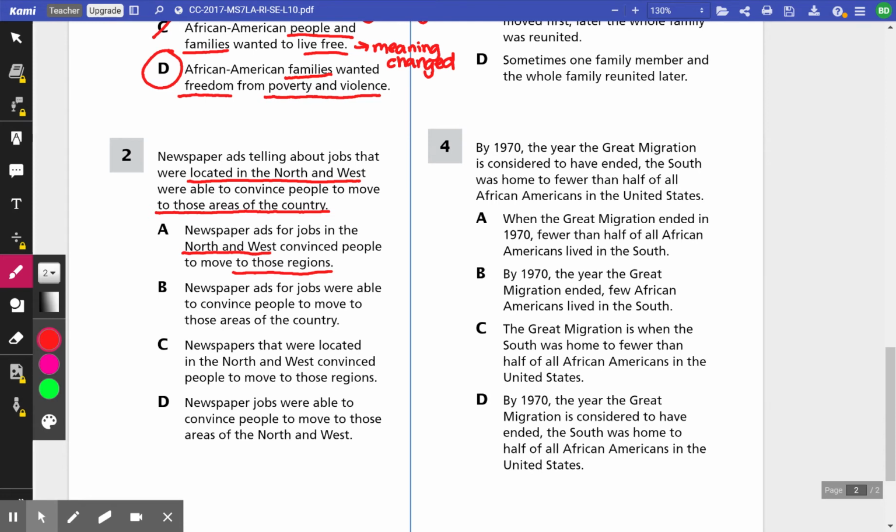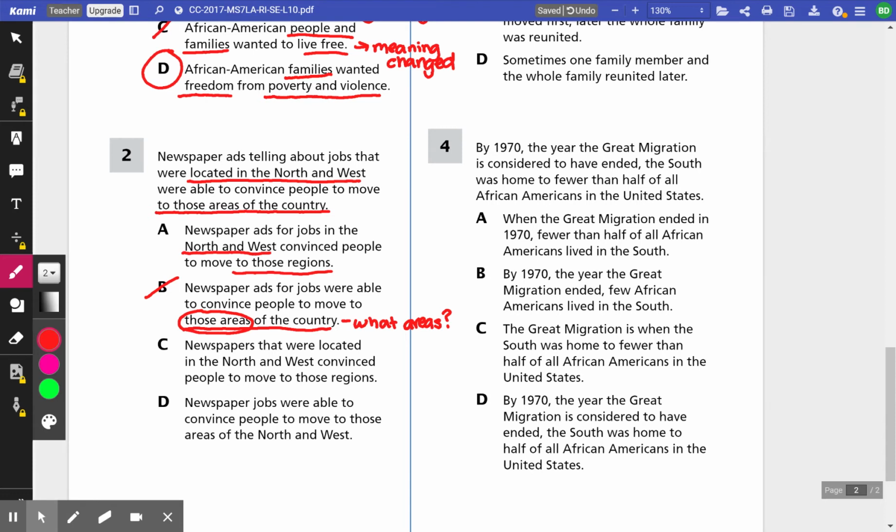So B says newspaper ads for jobs were able to convince people to move to those areas of the country. Well, they have deleted some crucial information in answer choice B. It says to those areas, but we don't know what areas, right? Because it hasn't told us. It didn't tell us that it was the North and the West. So we don't know what areas they're talking about because it took out that part and they changed the meaning of the sentence. So answer choice B is probably not going to be our best bet because they deleted an important part and it changed the meaning of the sentence. So let's go ahead and look at C.